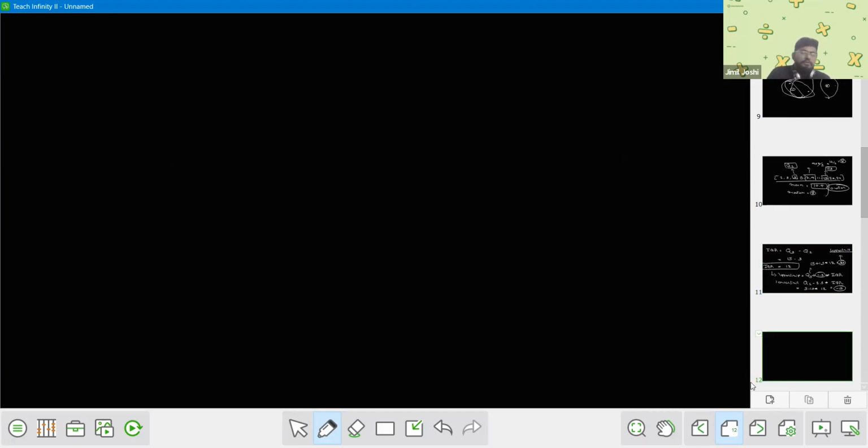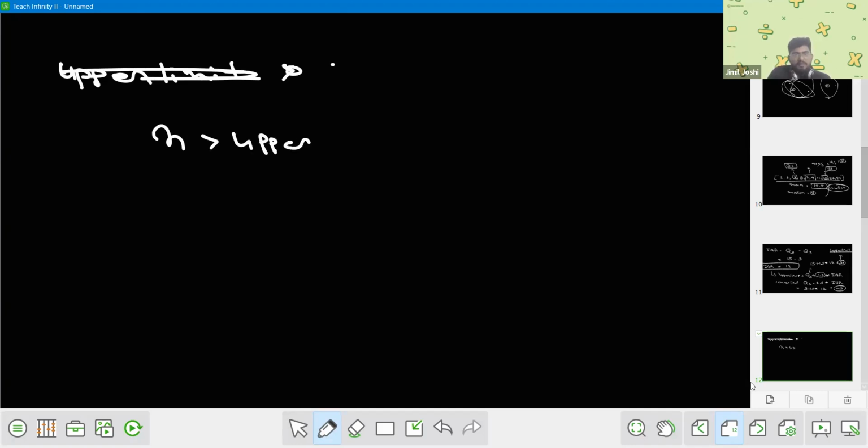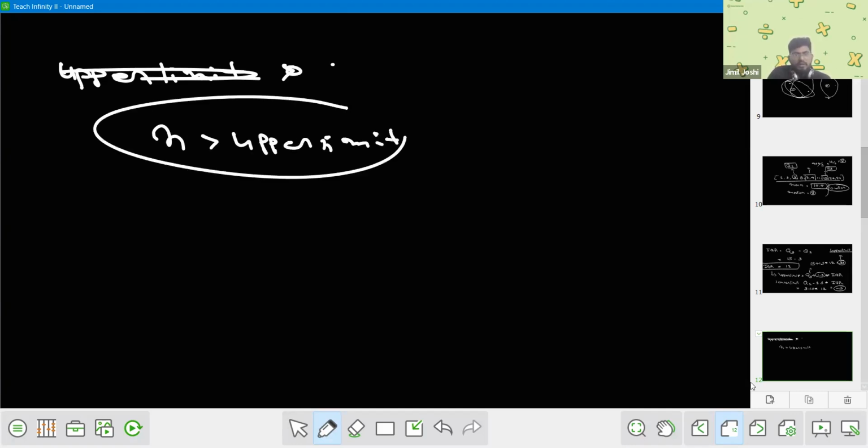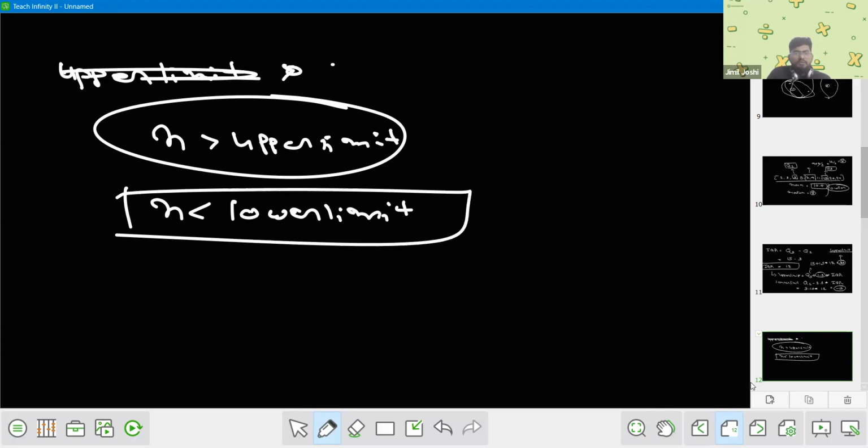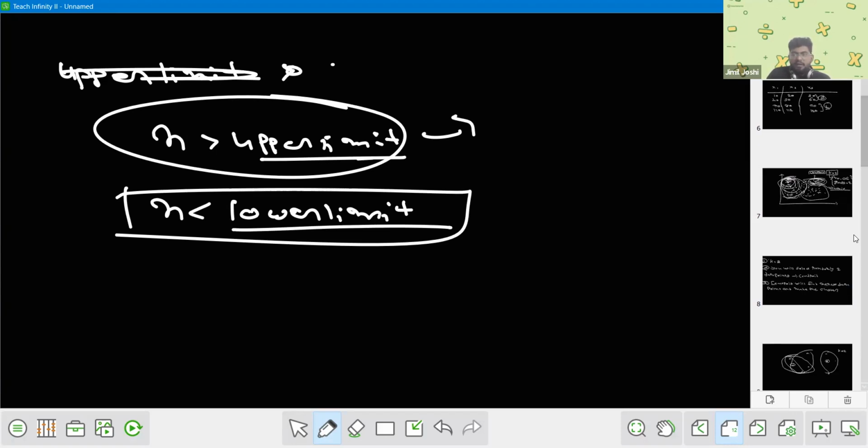So now what will you do with this? If you have any value which is greater than the upper limit, let's say n is a value greater than the upper limit, you will remove it. And the value which is less than the lower limit, you will remove it. The values which are more than the upper limit we can consider as outliers. Values which are less than the lower limit are outliers for us.